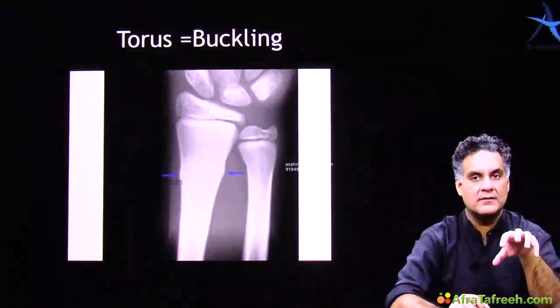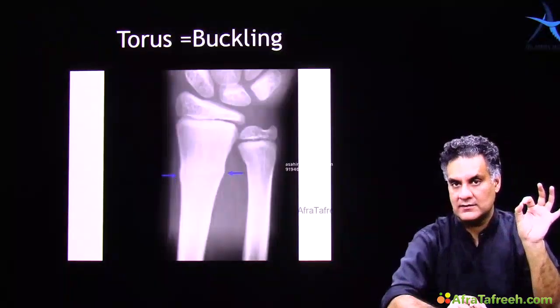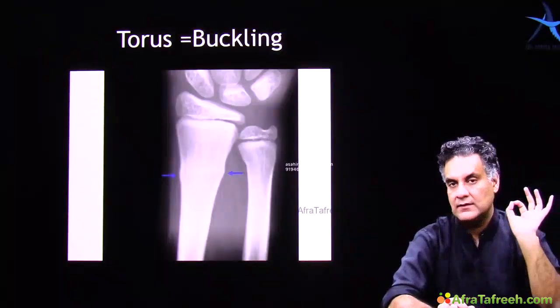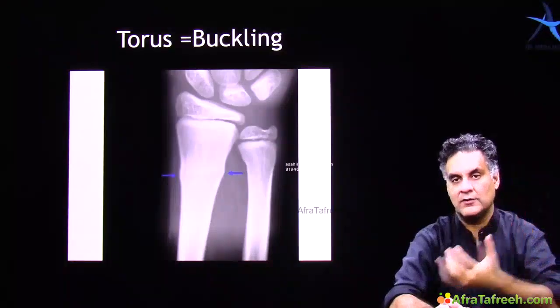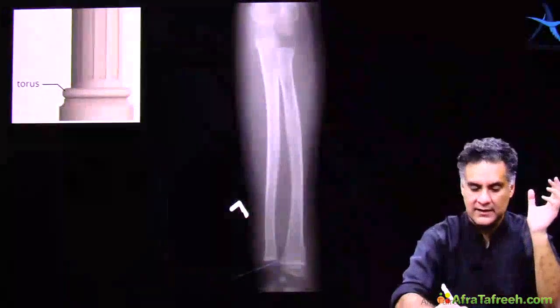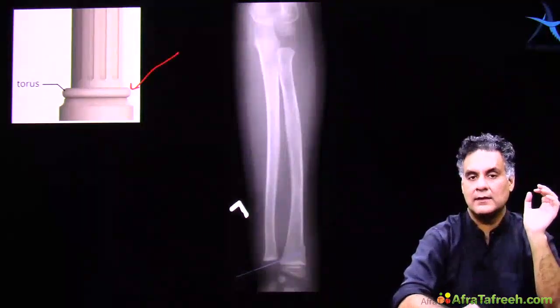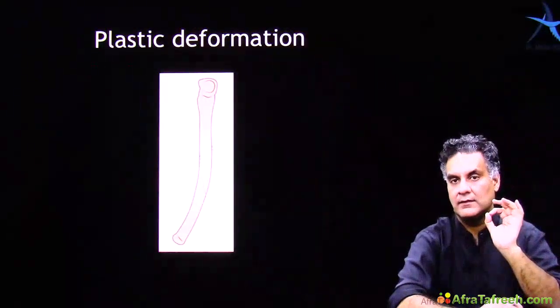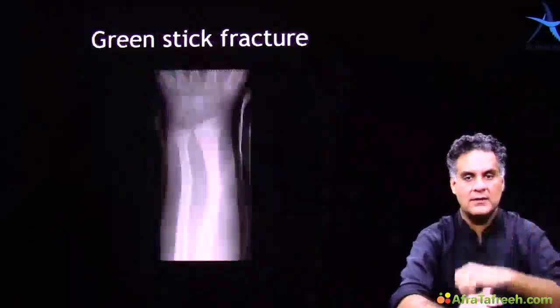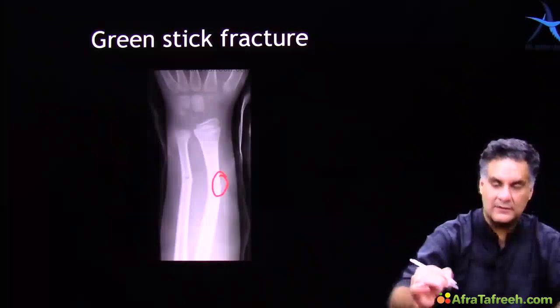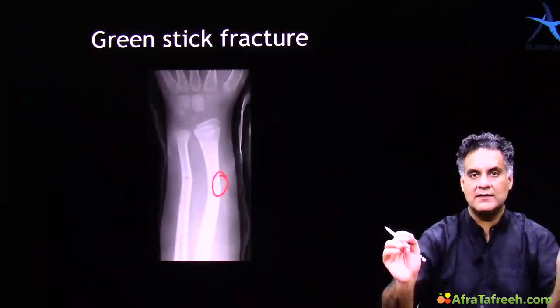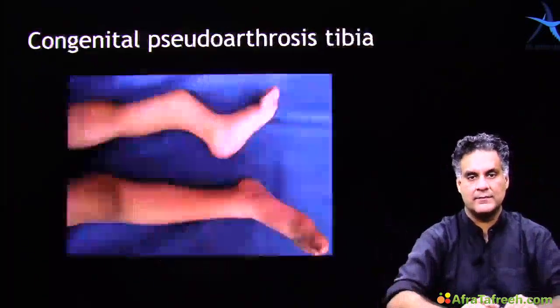Pediatric injuries: when there is a buckling of the cortex, it's called a torus fracture. Torus is a bend at the base of a Roman pillar. When there is a bend without a break, it's plastic deformation, and when there is a break only in one cortex, it's a greenstick fracture. All these are common features seen in kids.